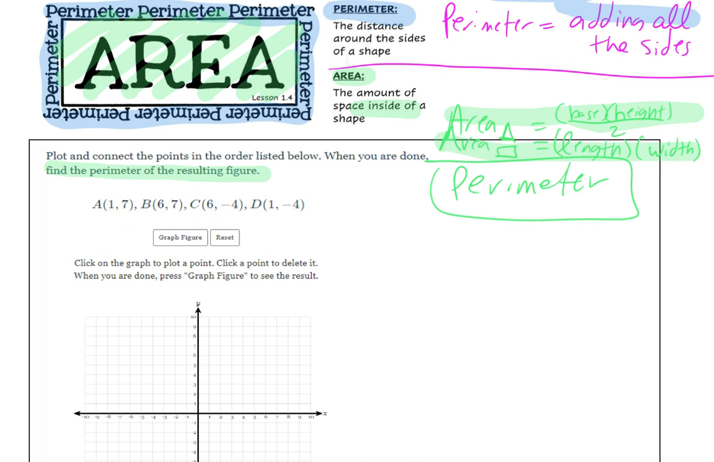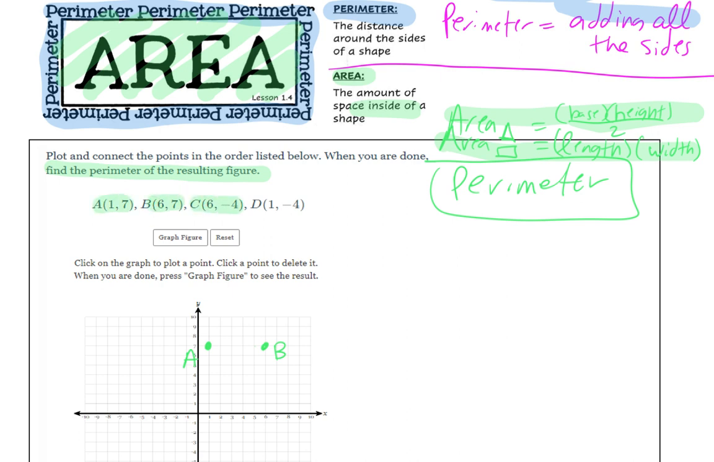So let's go ahead and first plot A, right? For A, we're going to be 1, comma 7. So we're going to go to the right 1, and then we're going to go up 7. Let's put a dot right over there. Next, B, 6, comma 7. We're going to start there, go to the right 6, go up 7, and put a dot there. Okay, and I'm going to label this one A, and this one B. I'm going to space it a little bit off of that so it's not right on top of it, but that way I can remember where each point is. All right, so we did A and B.